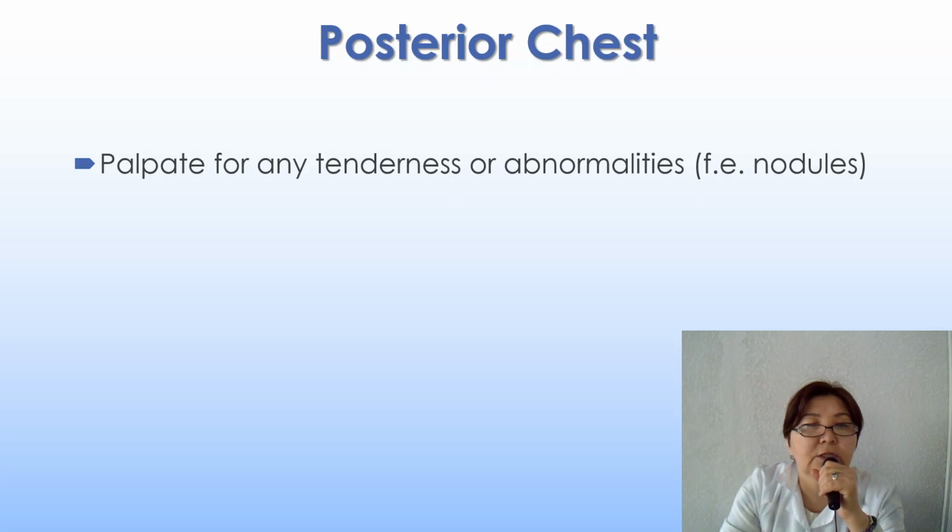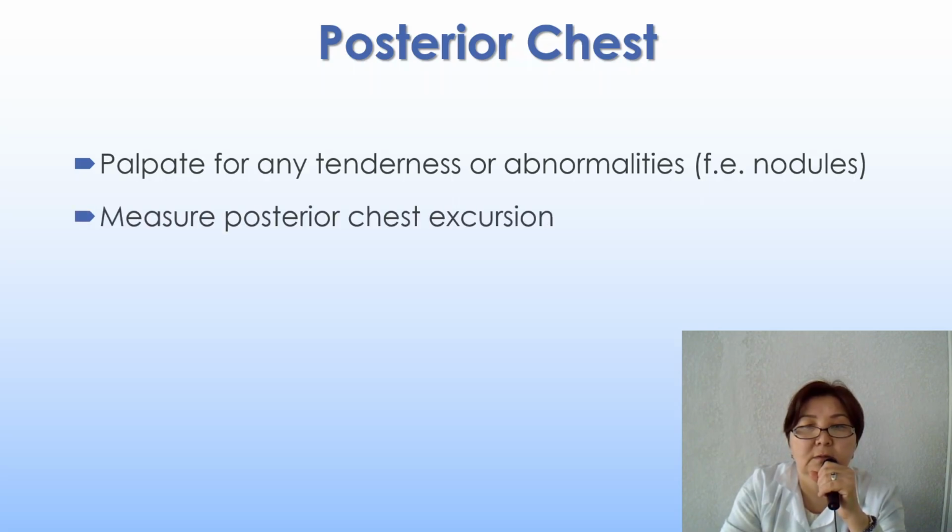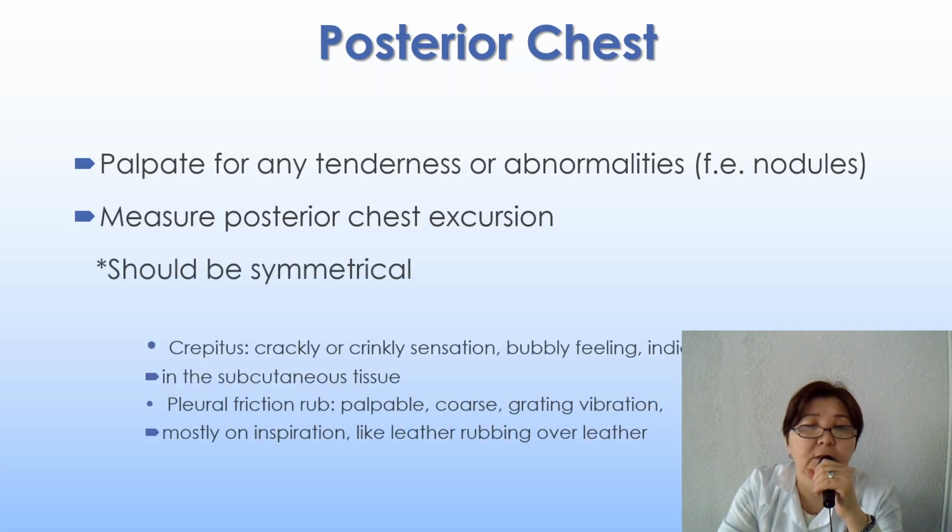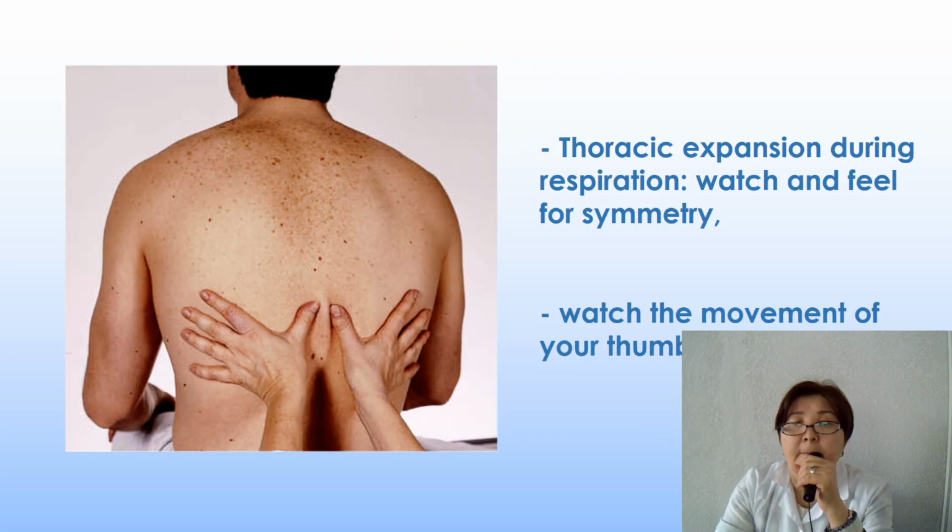At posterior chest, palpate for any tenderness or abnormalities, for example, nodules. Measure posterior chest excursion. The posterior chest excursion should be symmetrical. Thoracic expansion during respiration. Watch and feel for symmetry. Watch the movement of your thumbs.